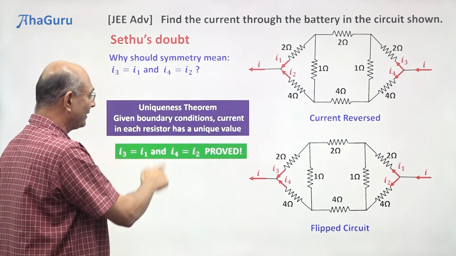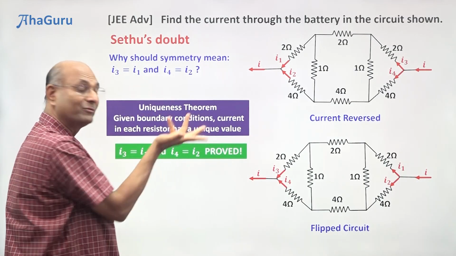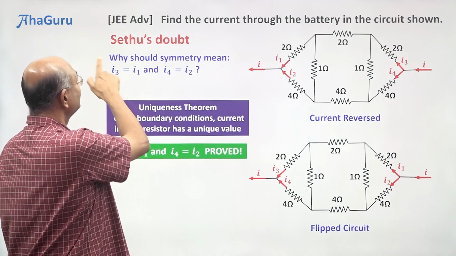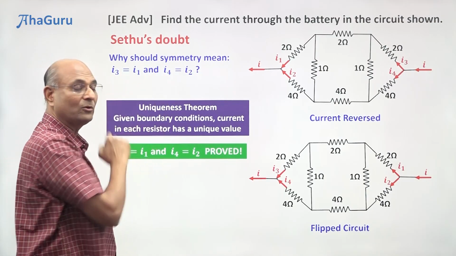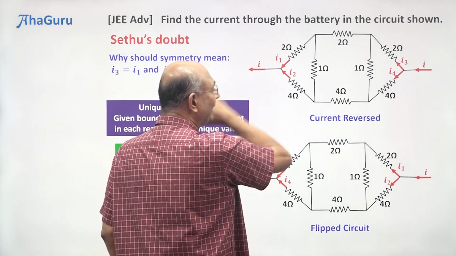I3 must be equal to I1 and I4 must be equal to I2. Proved. So we have proved, right? We have answered Sethu's doubt. Why should symmetry mean these two are equal? Why should I3 be equal to I1?